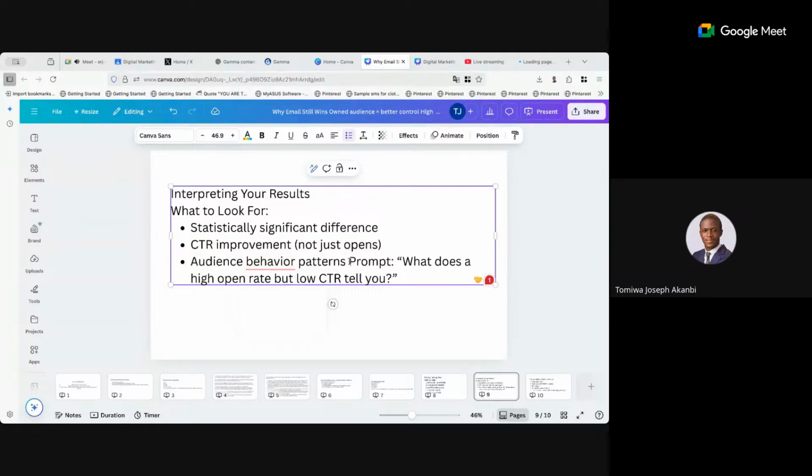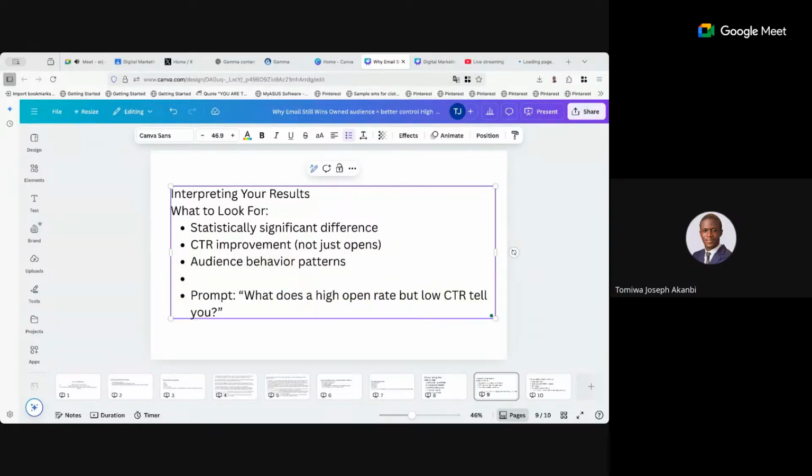So let me ask a question to know who is following. I need someone to answer this question. What is the meaning of this situation when you have a high open rate but a low CTR, click-through rate? Who wants to try? What can you interpret that to be? Remember, click-through rate is the rate of people that click on a link in your email.